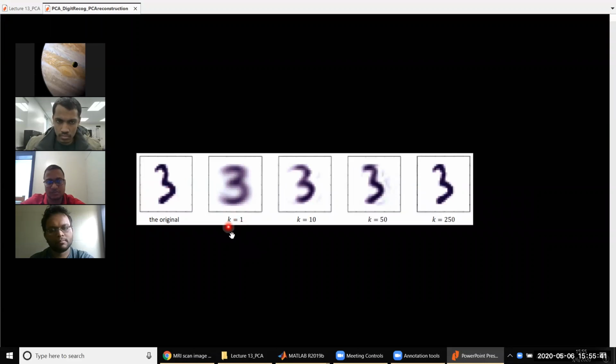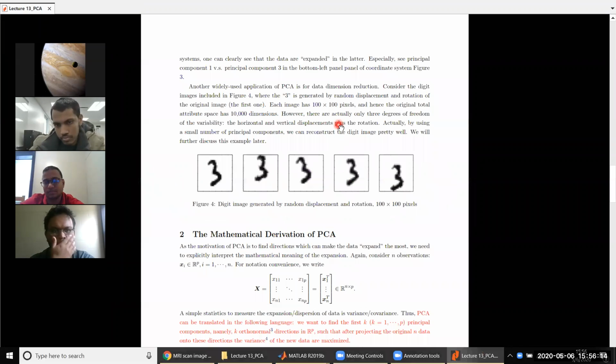Original digit. I use only one principal component. This is kind of like 1D, and it's already like this. Ironically, don't you feel like 1D is actually better than 10,000 dimensions? Because this is more like a 3, you know? And this is 50. This is 250. Although 250 is not a small number, compared with 10,000 that is too small, don't you think so, right? It's a huge dimension reduction. And it's done automatically, okay? You don't have to manually control it. So this is the power of PCA.